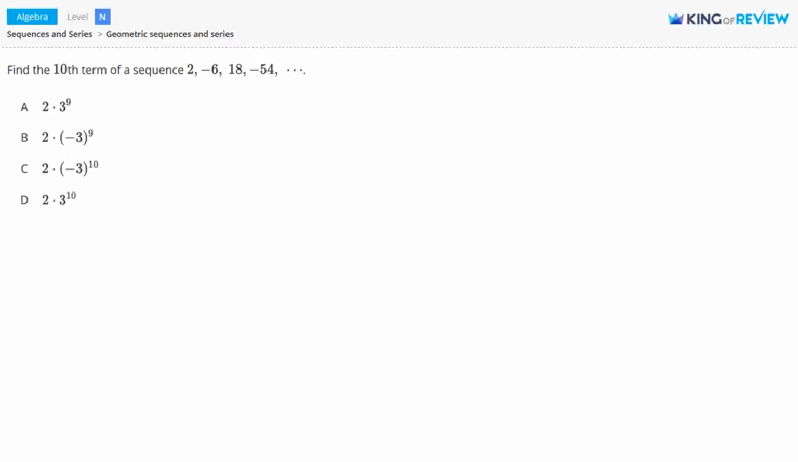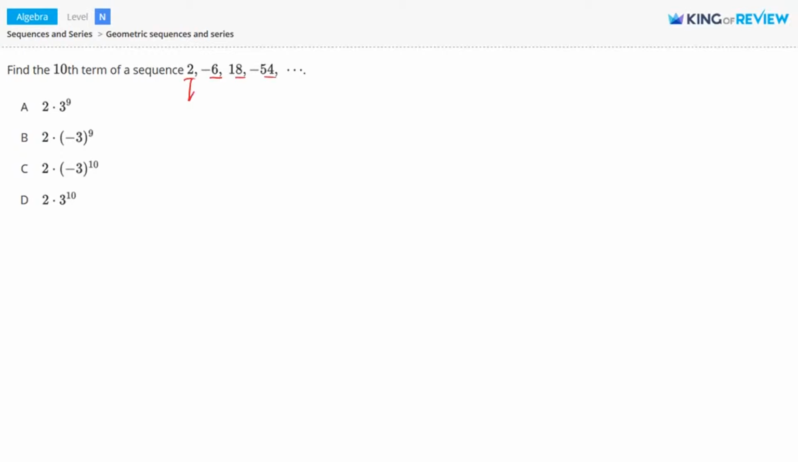Find the 10th term of a sequence 2, -6, 18, -54, and the sequence continues. The first step is to determine if we're dealing with a geometric sequence. A geometric sequence is a list of numbers or terms where the ratio of any term to the previous term is constant. So these numbers here are the different terms.